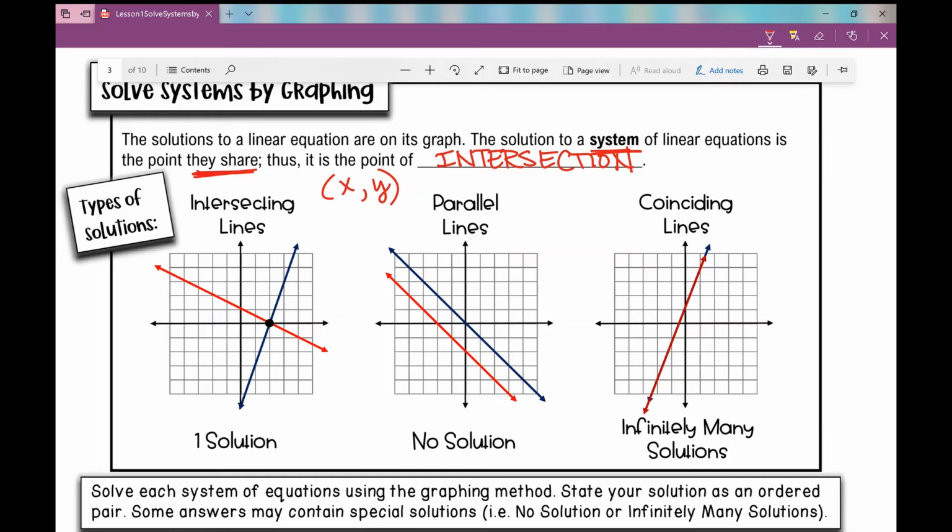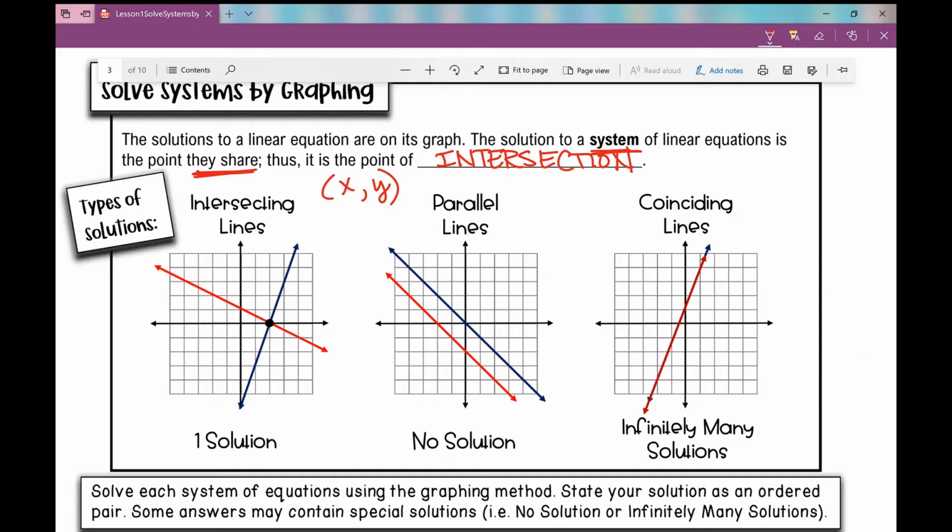Well, if the solution to a system is the point at which they intersect, how can I have a solution for parallel lines? I don't. They won't ever have the same point. So there's no solution when you have a set of parallel lines. Well, what if I have the same line?